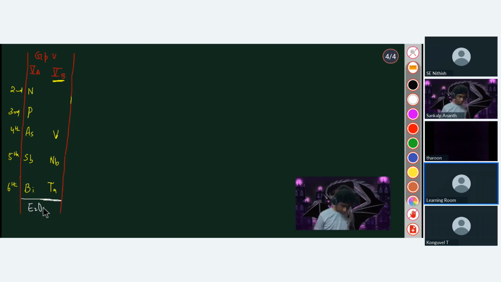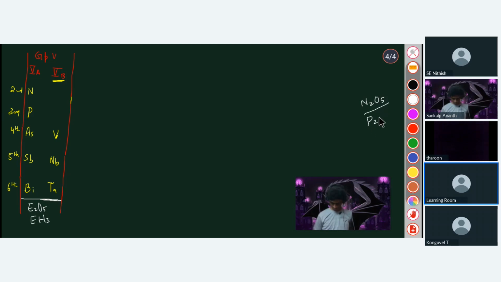E2O5, and the hydride will be EH3. But nitrogen's valency is not 5 here; nitrogen forms N2O5. It is known as dinitrogen pentoxide. You have to remember this.